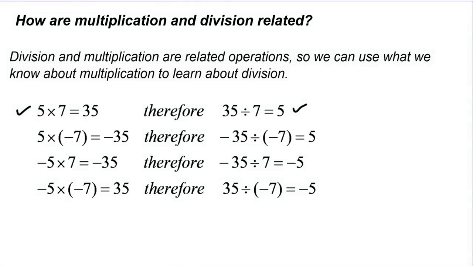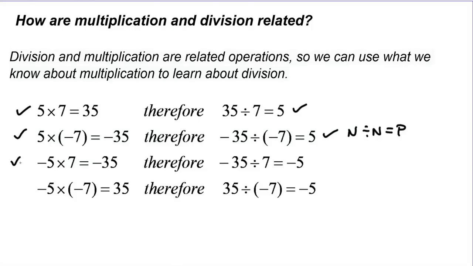Now we can apply what we know about multiplying positives and negatives to see what would happen with division. Same idea here. The next fact, 5 times negative 7 is negative 35. We know that to be true because a positive times a negative is negative. So now if we look at the related division fact, that means that negative 35 divided by negative 7 has to equal 5. So here we can see that whenever we have a negative divided by a negative, that's going to turn out positive using the facts that we know about multiplication.